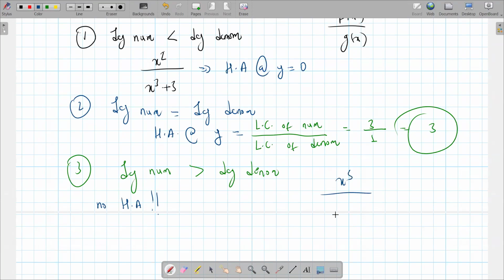Example. If this happens, no horizontal asymptotes, but you have another unique asymptote. This is called an oblique asymptote. Let me show you what an oblique asymptote looks like. I'm just going to put this function on Desmos. Desmos doesn't show you asymptotes, but you can kind of infer.